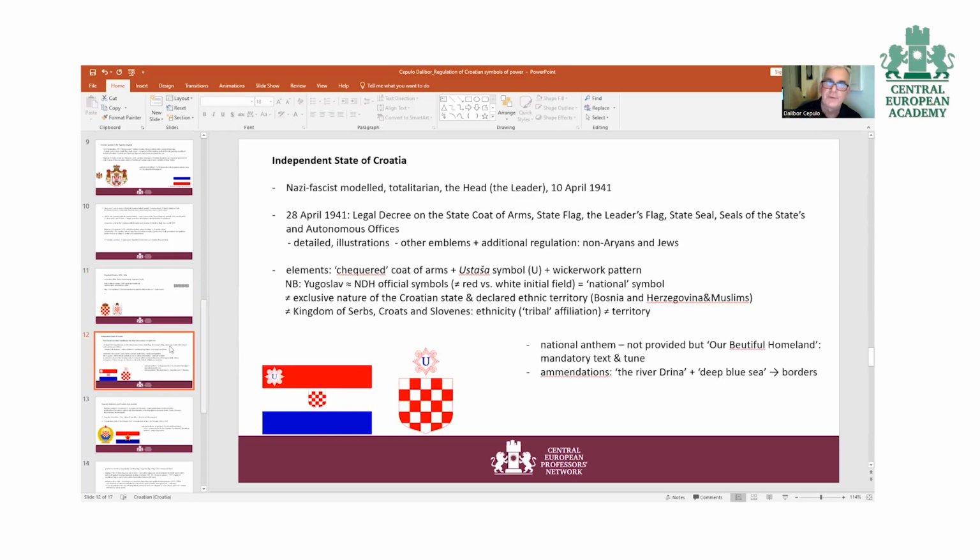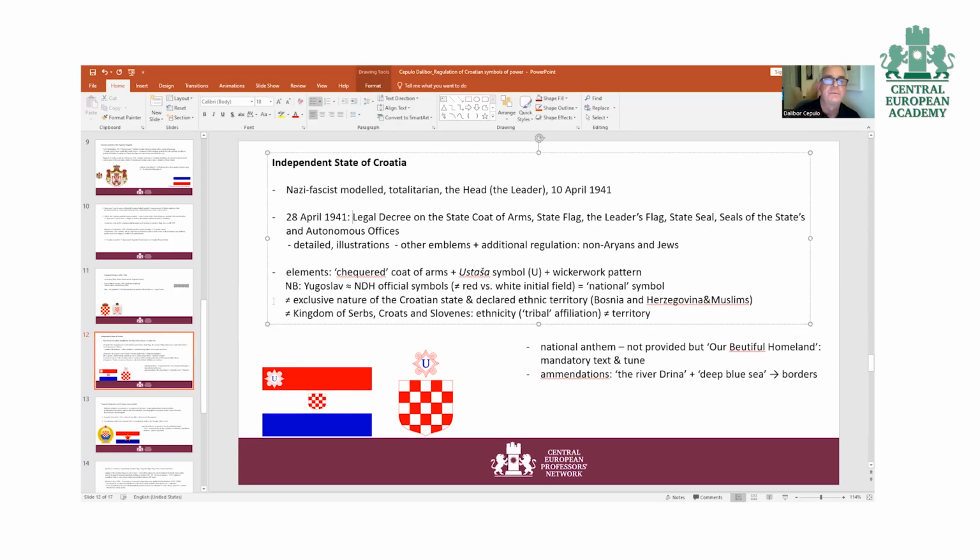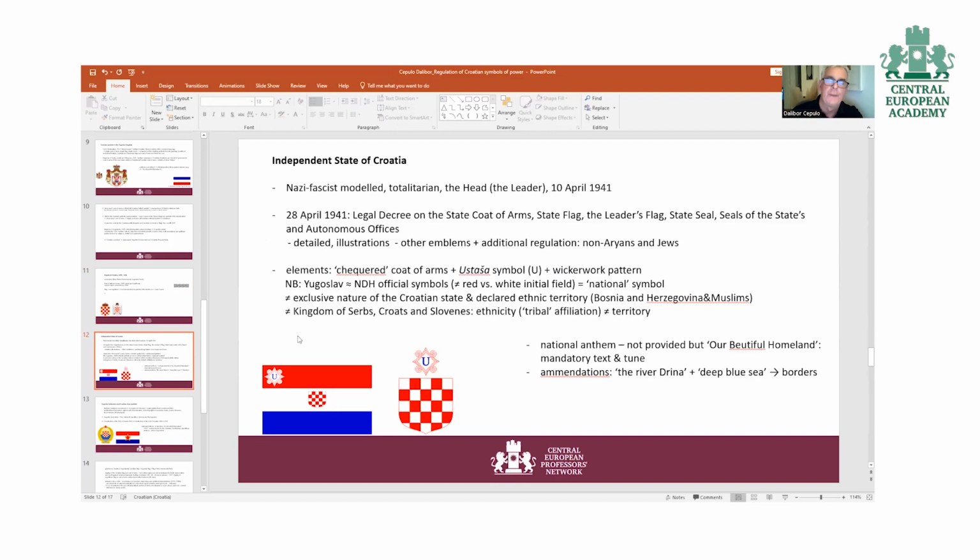It was completely different with the Independent State of Croatia, a Nazi-fascist modeled and totalitarian state, proclaimed on the 10th of April 1941, and already on the 28th of April a decree was passed that very precisely and in great detail regulated the symbols. The state was very new. It was a notorious puppet state, but one of the first things it did was to define the symbols.